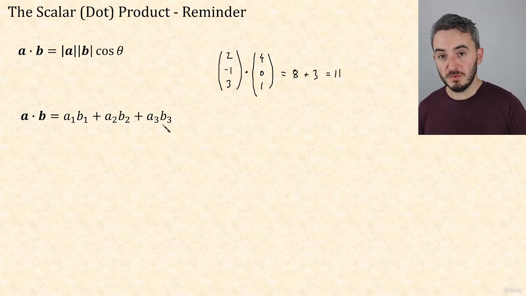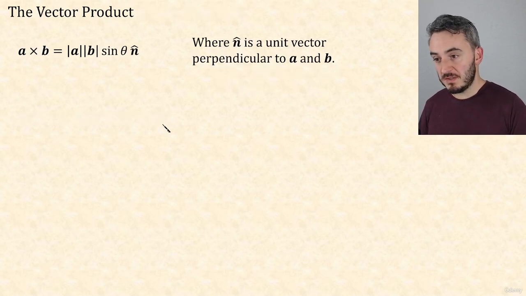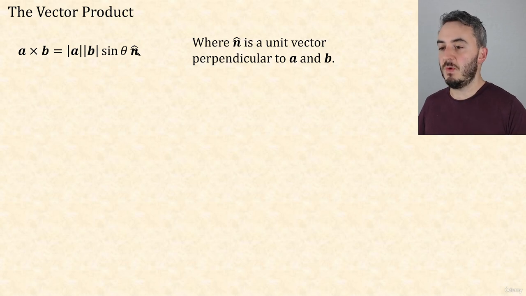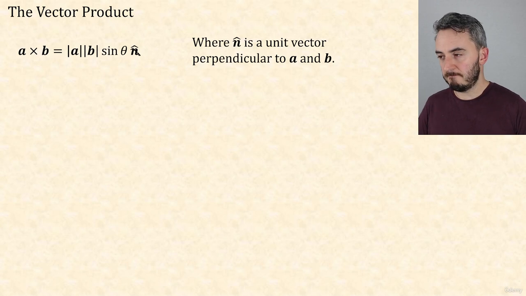Now, our vector product also has two forms. So here is the starting point. The vector product of two vectors A and B is the modulus of A times the modulus of B times sine theta multiplied by n hat, where n hat is a unit vector perpendicular to A and B. So, a big difference between the dot product, or scalar product, and the vector product, also sometimes called the cross product, is that the output here is a vector, not a number. The output of the scalar product, the dot product, is a number. The output of the vector product is a vector.